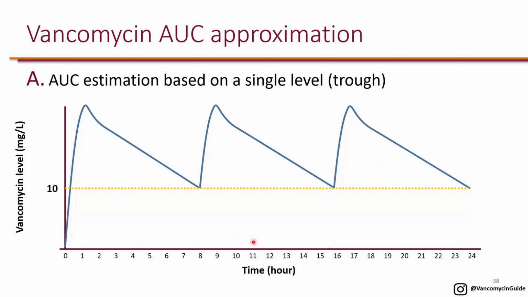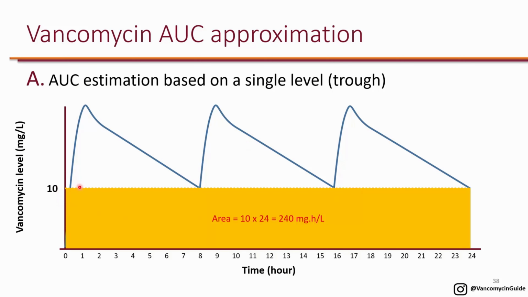Now, if you get a single level, just a trough, the question is, can you estimate how much the AUC would be? Because the AUC is the area under the curve, if you have a trough of 10, you can say that this level never goes below 10. So the area under the curve is at least 10 times 24, which is 240. So this area is at least 240. And then you also have all of these areas at the top, which we don't know because we don't know what the peak is. That's the issue. When you only get a trough, you don't really know what the true peak is.